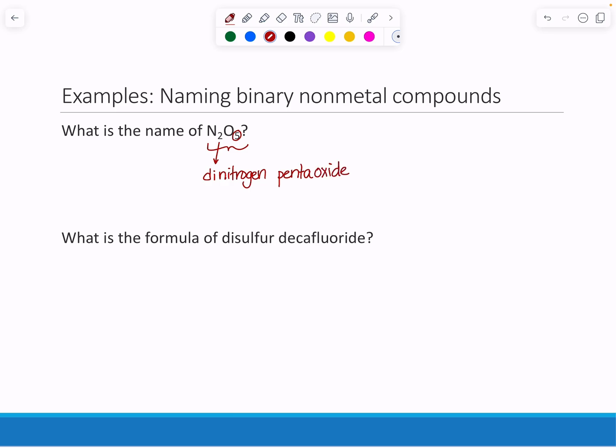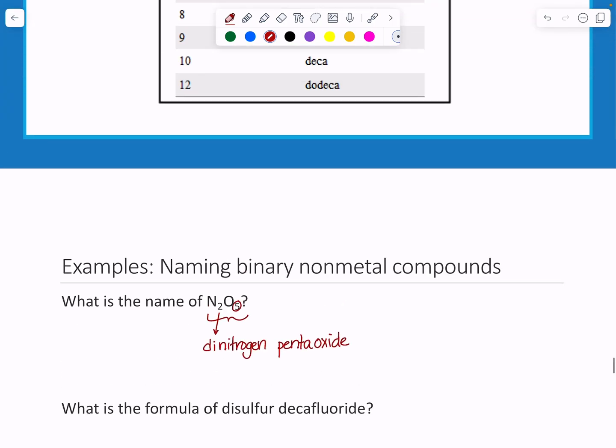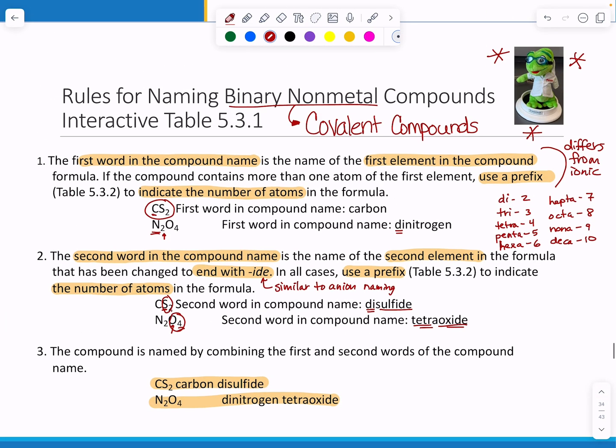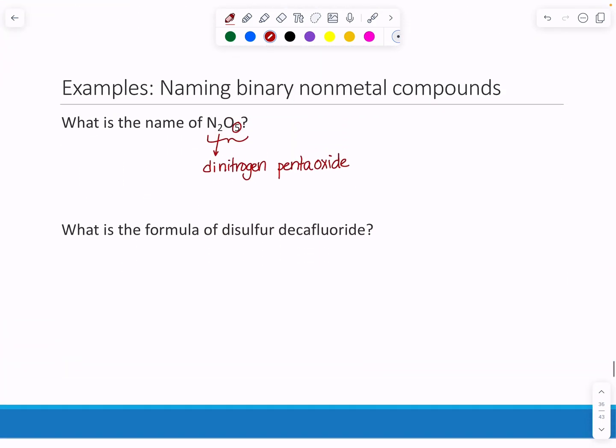And pentoxide. Okay. So, did I put penta on my... Yeah, I did. Okay. All right, so now that's going from formula to name.